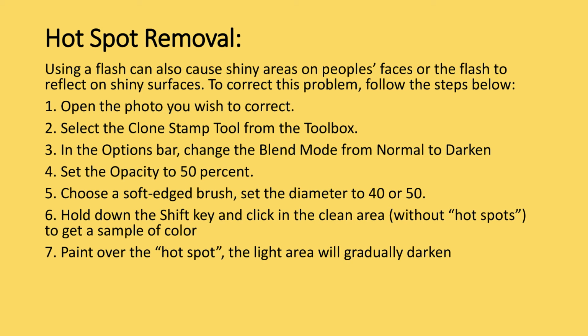In the options bar, change the blend mode from Normal to Darken. Set the opacity to 50%. Choose a soft edge brush. Set the diameter to 40 to 50. Hold down the shift key and click on the image in the clean area to get a sample of tone. Paint over the hot spot. The light area is gradually darkened.